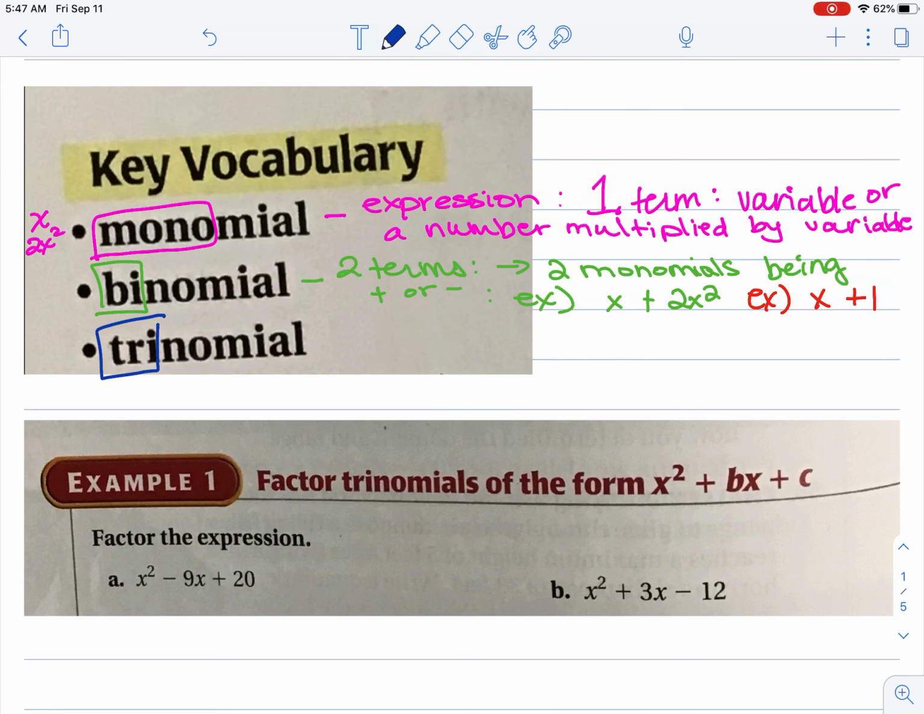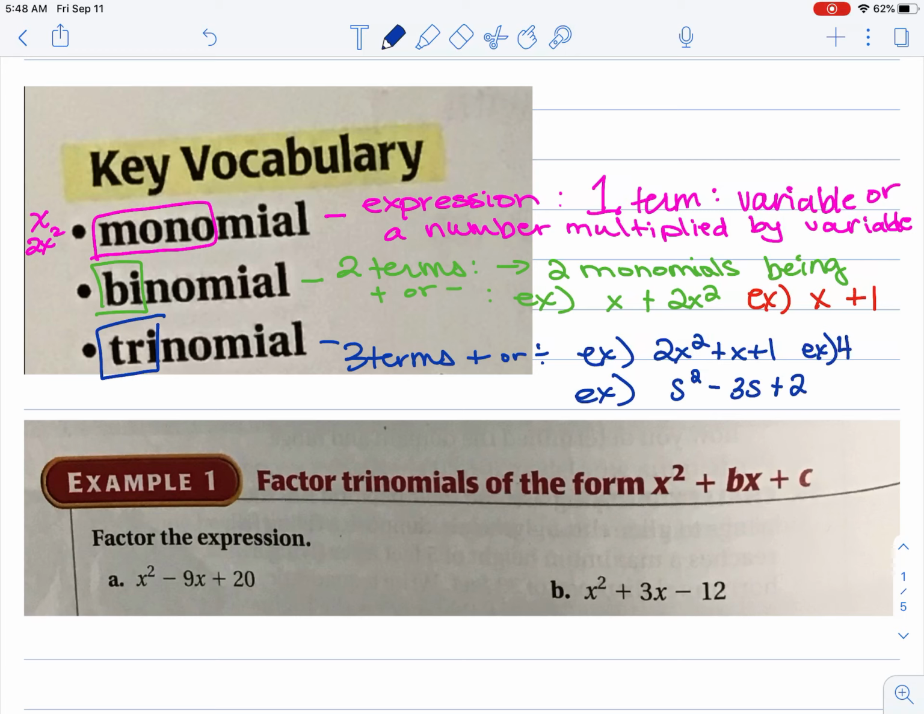And then the last thing is a trinomial, and as you can probably tell, it's three terms being added or subtracted together, okay? Basically three monomials. So for example, we could have 2x squared plus x plus 1, which is a trinomial. There's three parts. You could have s squared minus 3s plus 2. That's also a trinomial. You could have 4x to the 5th plus x to the 4th plus x squared. Those are all trinomials, okay?